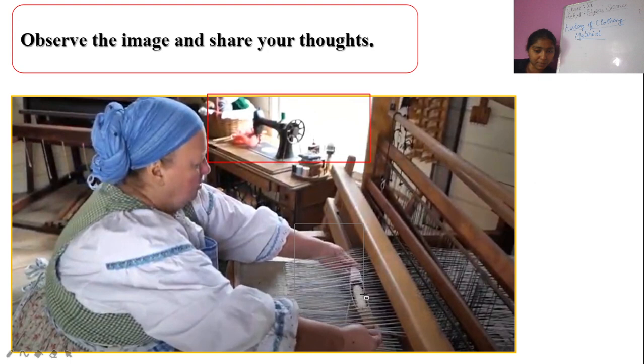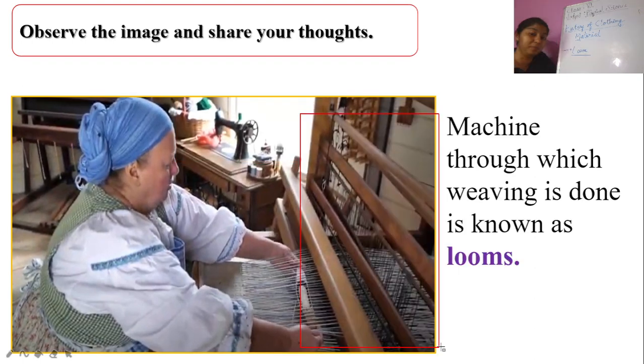So basically the machine through which weaving is done is called a loom. So students, this is a machine whose name is loom. Whenever we use any machine for the weaving process, we can say that the machine's name is loom. A machine that is used for weaving purposes. Okay, let's come further. So what is it called? It is called a loom.